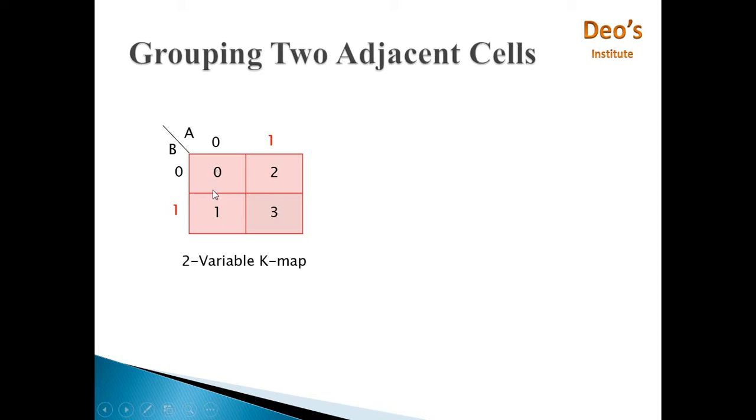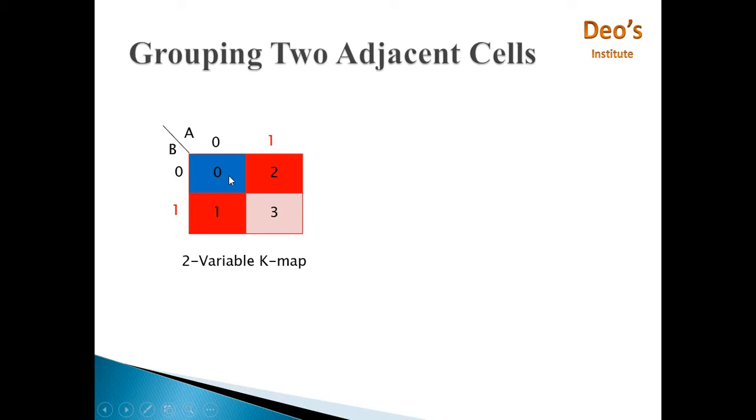Two variable K-map contains total 4 cells. While grouping cells, you can group either a single cell, means a cell without any group, or a group of 2, or a group of 4, or a group of 8. You cannot make group of 3, 5, 6, 7, likewise. So you can group cells in the powers of 2: 1, 2, 4, 8. So this is two variable K-map.